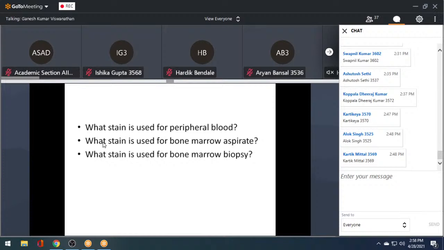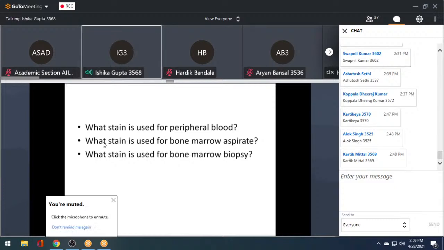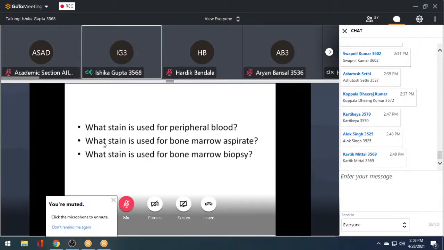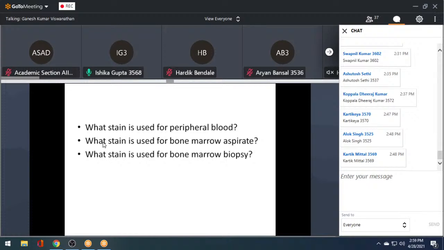When we make peripheral blood smears, or bone marrow aspirate, or even biopsies, we stain them. So what is the stain used for peripheral blood? Ishika Gupta. Sir, Romanowsky stains. Okay, good. Romanowsky stain. Is the Romanowsky stain a single stain, or is it a group of stains? A group of stains.